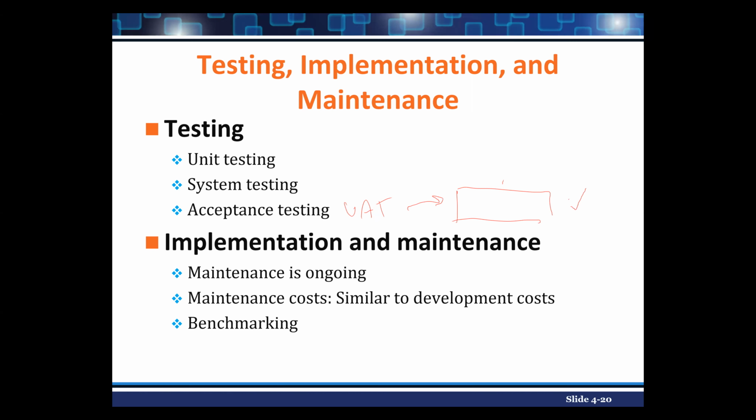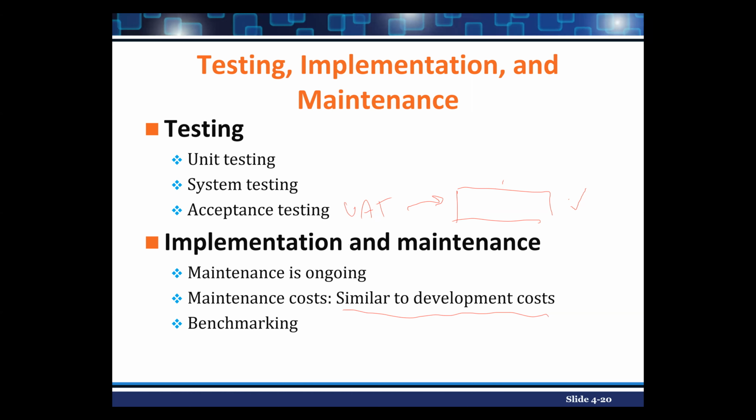After we have the testing, the next step is implementation and maintenance. For implementation and maintenance here, we say that maintenance is ongoing. You never stop maintaining the system. Once the system is being used, there might be some problems that happen for sure. Then we need to do the maintenance all the time. And the maintenance cost is similar to the development cost as well, because you need to have people who look after the system. And if the system has a problem, you still need the developer in order to fix that problem as well. So that's why the maintenance cost is similar to the development cost. This is a cost that you always have.